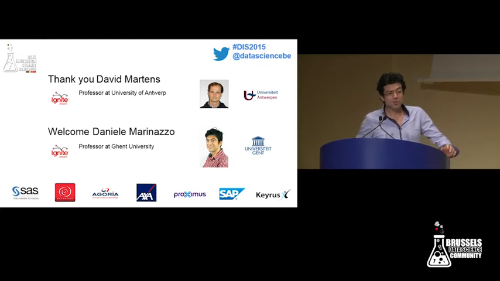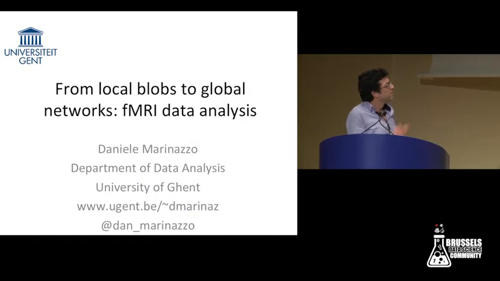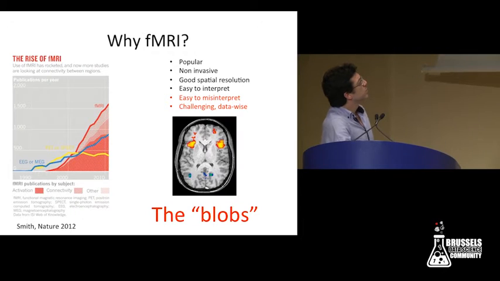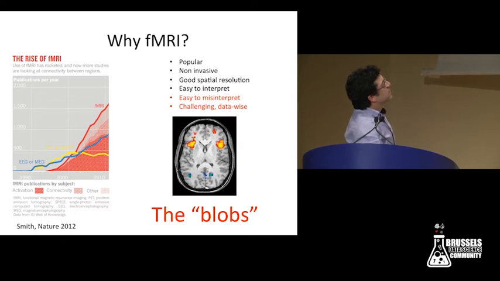Thanks a lot. I will talk to you today about how data analysis can help in making sense of what we measure when we measure brain activity, in particular with functional magnetic resonance imaging. So what is functional magnetic resonance imaging? It is a very powerful tool which has rocketed in the last years, as you can see from the red curves.